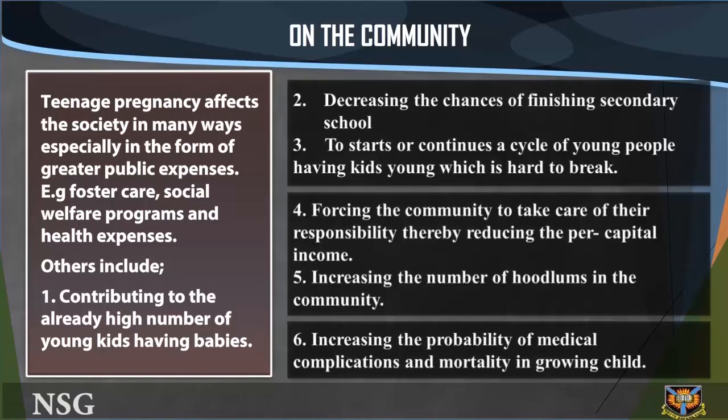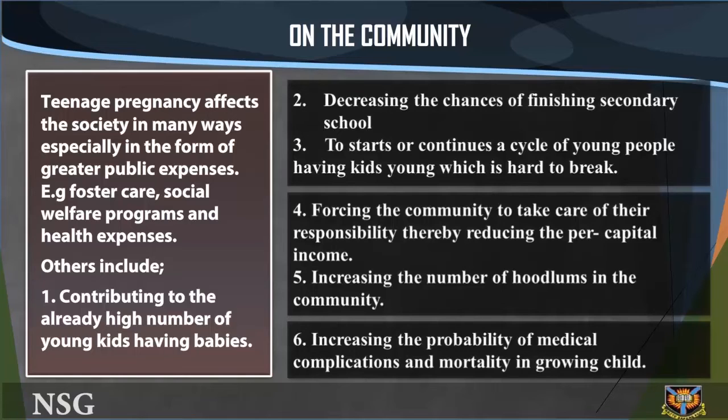2. Decreases the chances of finishing secondary school and going on to the university. Thus, one more under-educated person not contributing to the advancement of the community. 3. Start or continue a cycle of young people having kids young, which is hard to break. Hence, a community with an increasing number of teenage mothers.